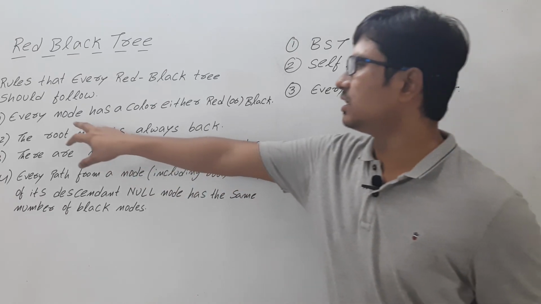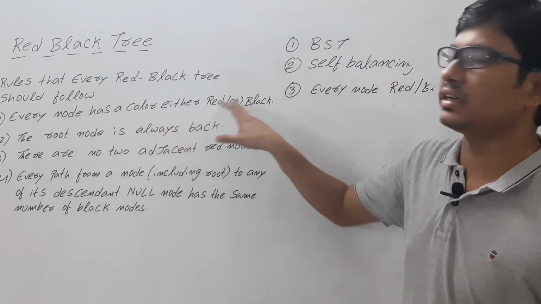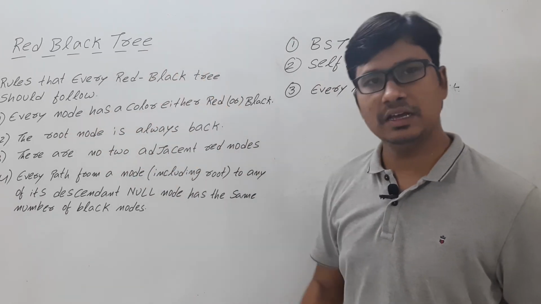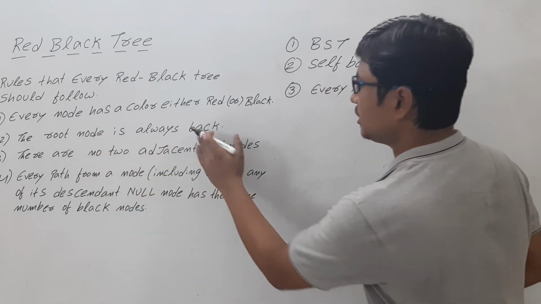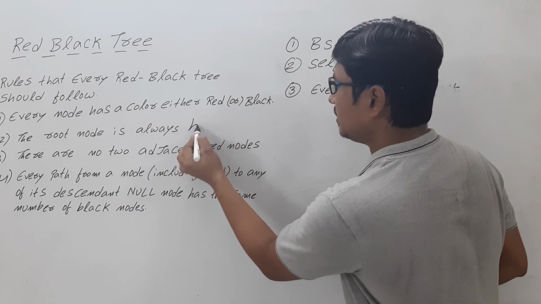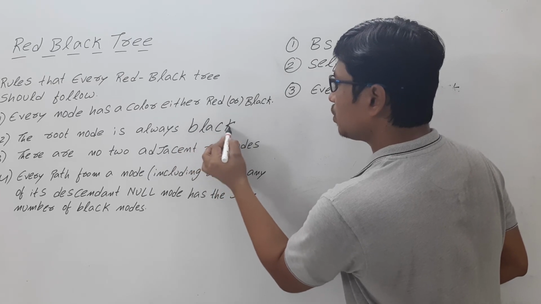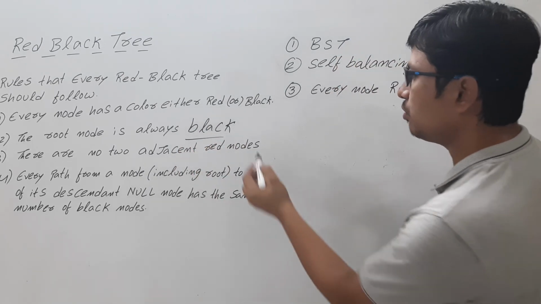First thing is that every node has a color, either red or black. That's why it is called a red-black tree. The root node is always black. Every root node is always black.